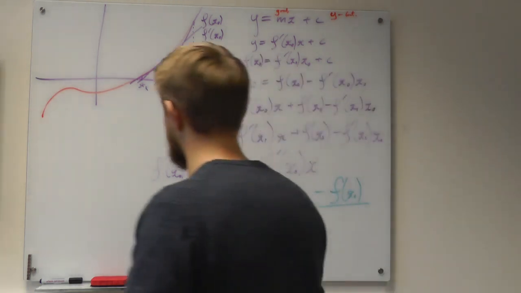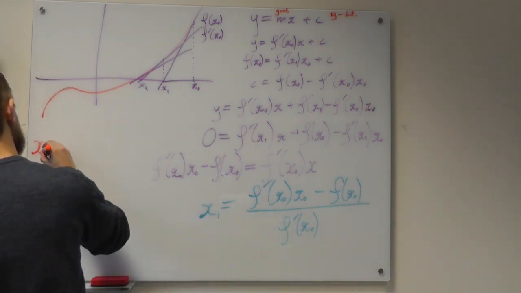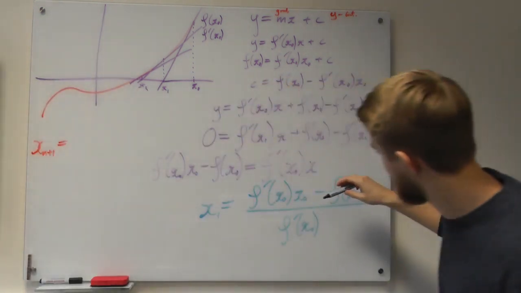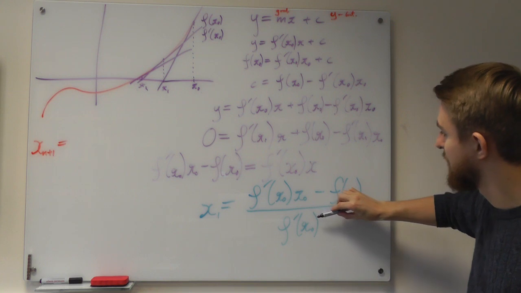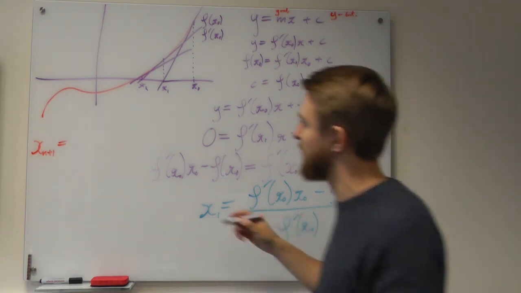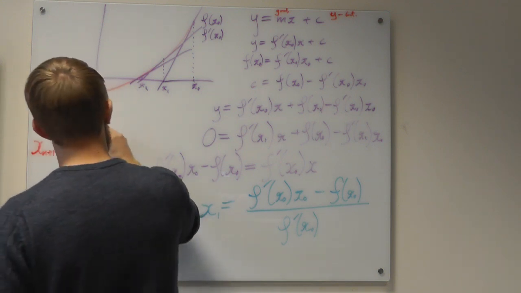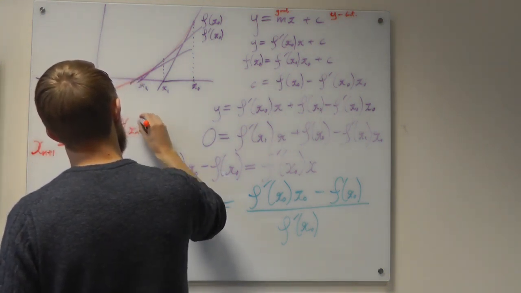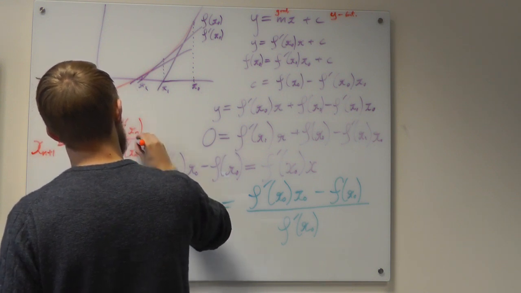So we can write that over here, and I'm just going to simplify it a bit. x_{n+1} equals, and if you see, if we separate this fraction up into two terms, this would cancel with this, but we would be left with this fraction here. So we'll get x_{n+1} equals x_n minus f of x_n divided by f prime of x_n.